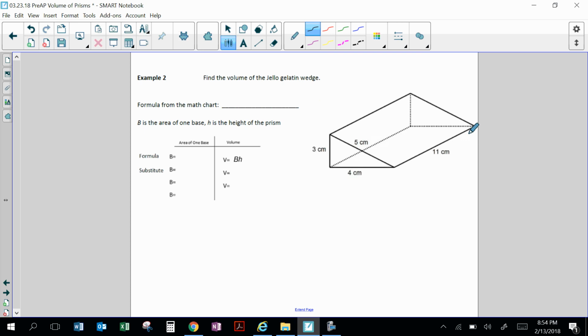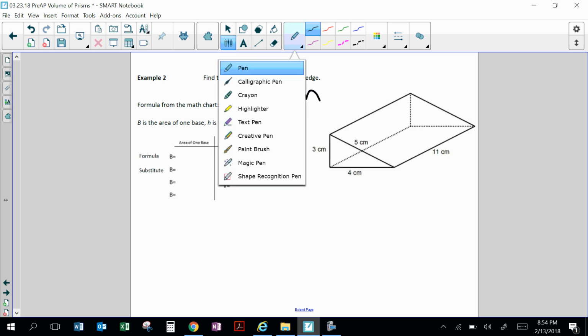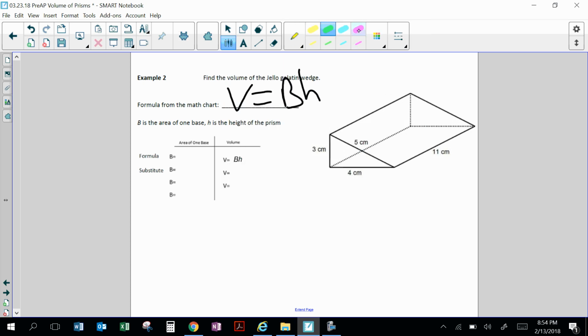Find the volume of the Jello gelatin wedge. Formula from the math chart to find it is capital V equal capital BH. Big B is the area of one base. H is the height. Using my highlighter, I'm going to highlight the area of one base, and I'm going to highlight in green the height of this prism that connects one base to the other base.